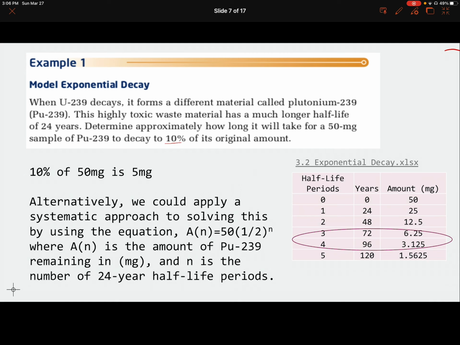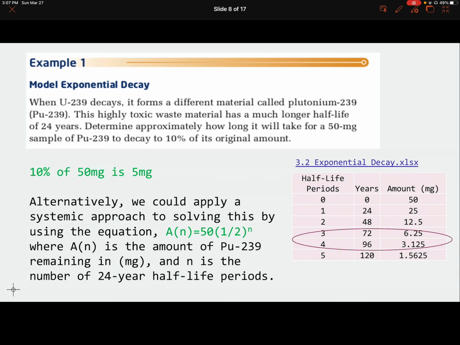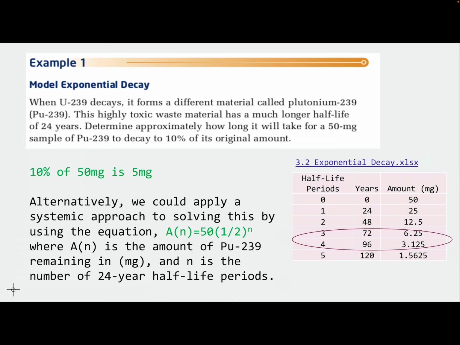All right, so alternatively, we could apply a systematic approach to solving this by using the equation A_n equals 50 times a half raised to the exponent n. That equation in green there, we could use to calculate the amount remaining, where A_n is the amount of Pu-239 remaining in milligrams, and n is the number of 24-year half-life periods. If we wanted to know after 1 half-life, we could put 1 in for n, and we'd have 50 times a half, and we get 25. Hopefully you can see how this equation would work.